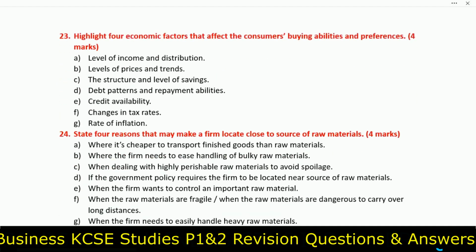Question number 23. Highlight 4 economic factors that affect the consumer buying abilities and preferences. So level of income and distribution. Number 2, level of prices and trends. Next, the structure and level of savings. Next, debt pattern and repayment abilities. Next, credit availability. Next, changes in tax rates. Next, rate of inflation.